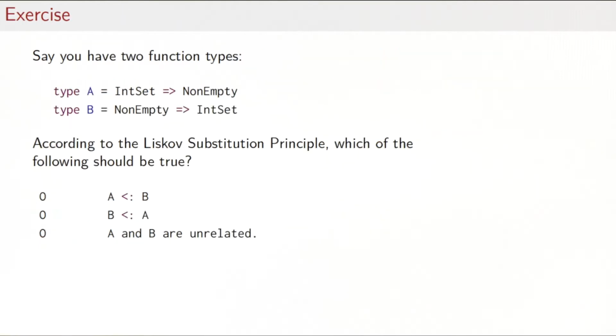So here's some food for thought. Say you have two function types. The type A is a function that takes int sets to non-empty sets, and type B is a type that takes non-empty sets to general int sets. According to the Liskov substitution principle that you've seen in the last session, which of the following should be true? Is A a subtype of B, or B a subtype of A, or are A and B unrelated?